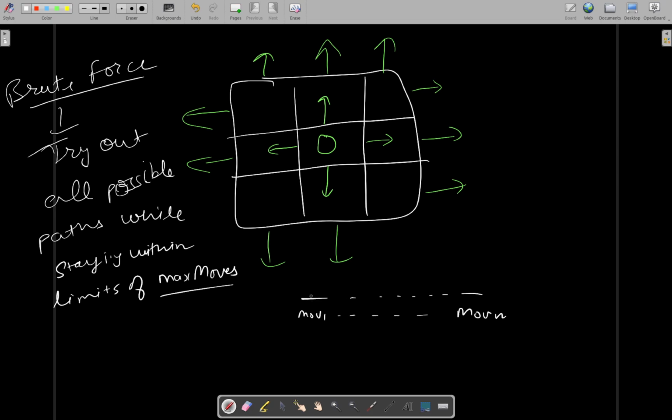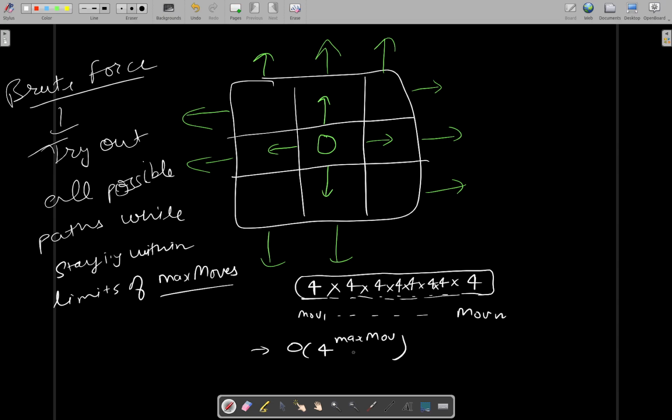Now for each of these moves you will have 4 options. Why am I calling it 4 options? Because there are 4 possible directions. We are not bothered about whether it will end up in the boundaries of the playground or not, but if we consider a loose limit, then the total number of paths possible, using at most max moves, is of the order of 4 raised to power max moves.